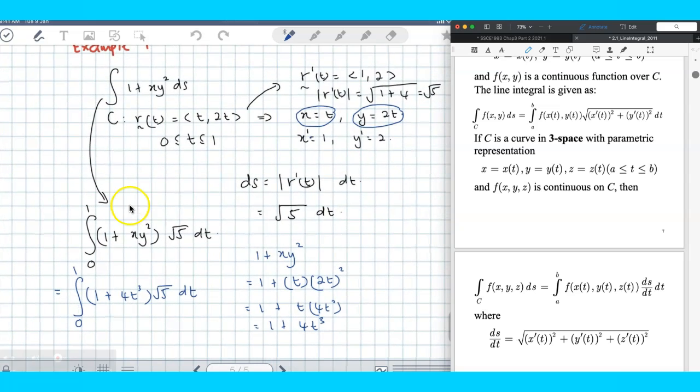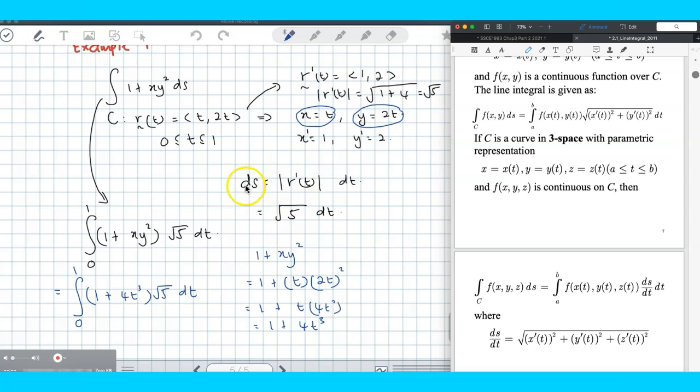Now you can see that your line integral with respect to arc length is converted into dt. For this you have a regular single integration where you can just integrate as usual. Okay, so this is the line integral that we have. First you are given something in terms of arc length, then you have to convert ds in terms of dt.